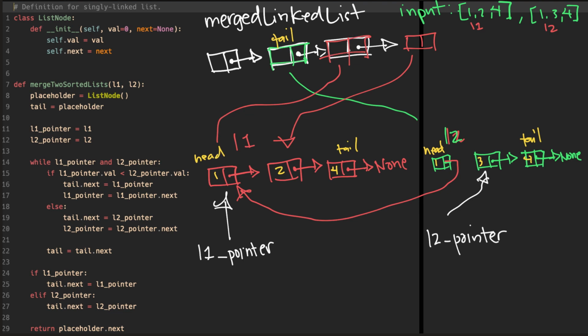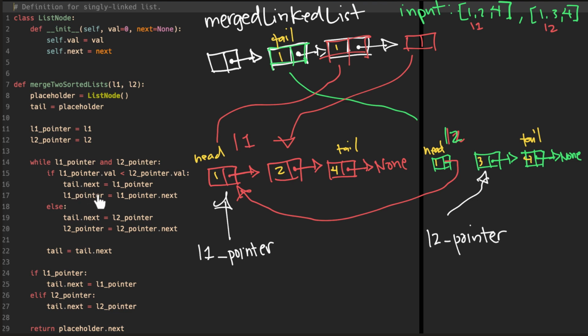And I know that this is terribly confusing, but I really don't know of another way to explain this. So I'll go ahead and write the values in here so it's more clear that this node is this node and this node is this node. So this one is also 1. So we've set tail.next to point to the L1 pointer value.